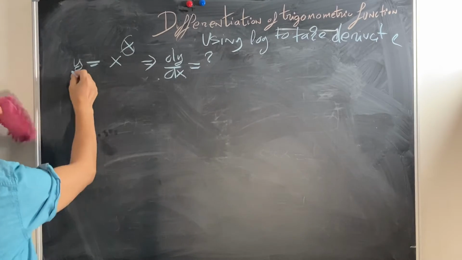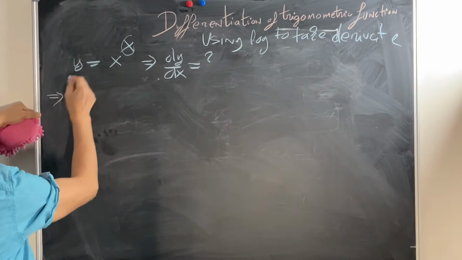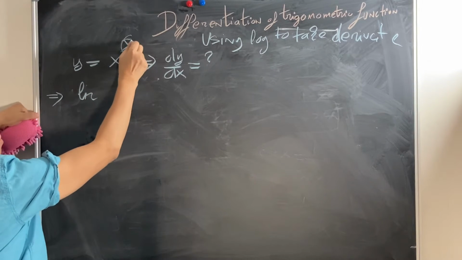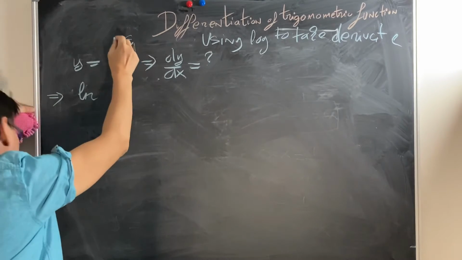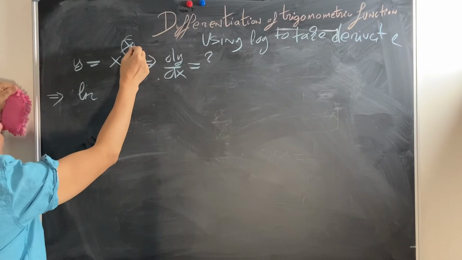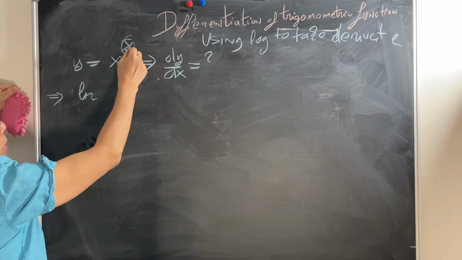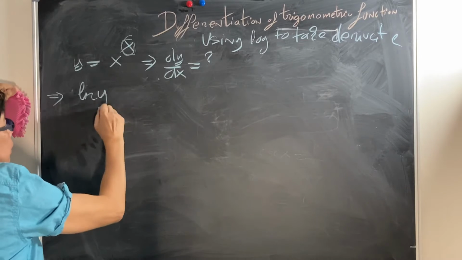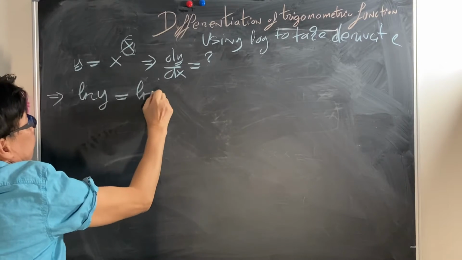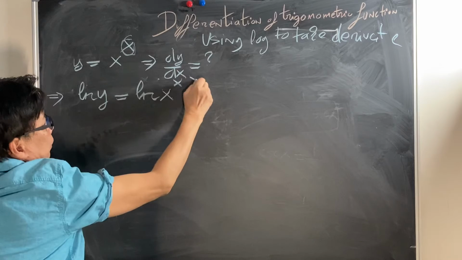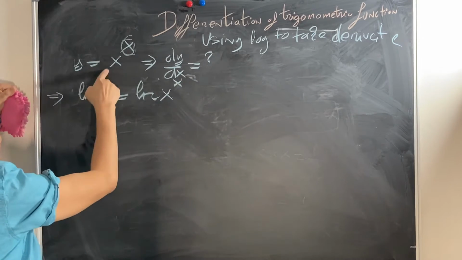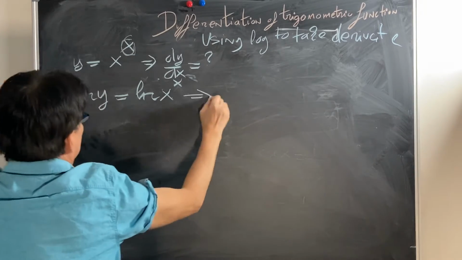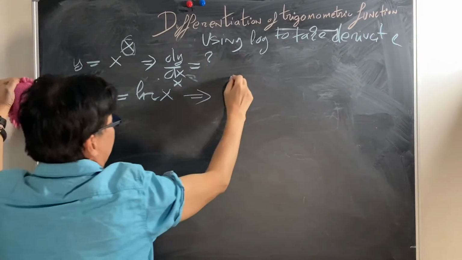If you take both sides, ln y, you have to take x down. The first thing is to take x down. In order to take the power down, the only way is to use natural log. Take natural log of y, and also natural log of x to the x, and this will be equal to x ln x.